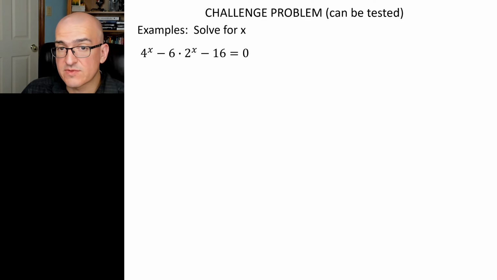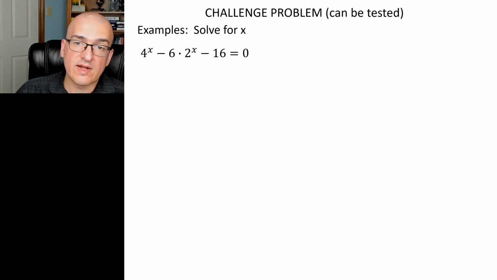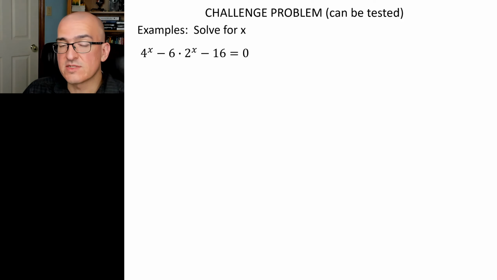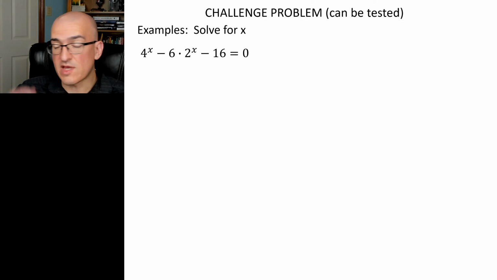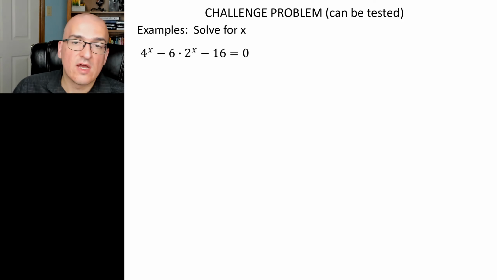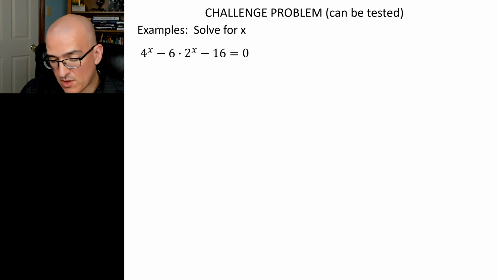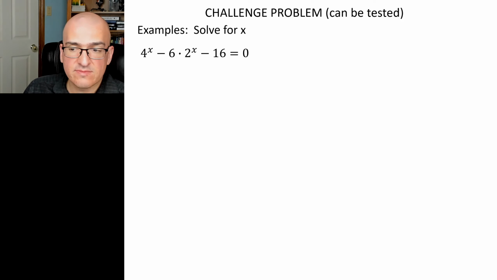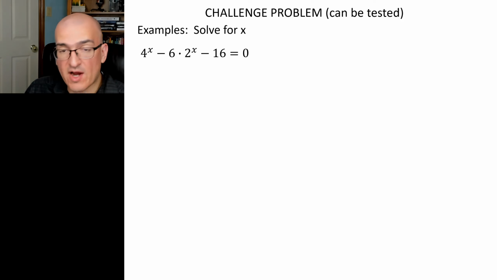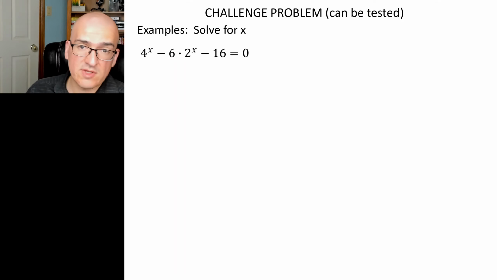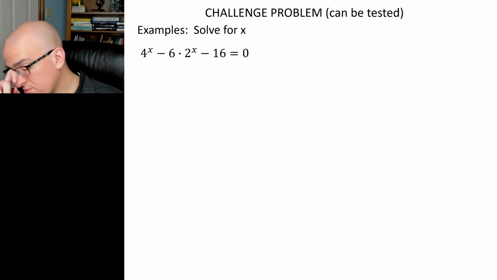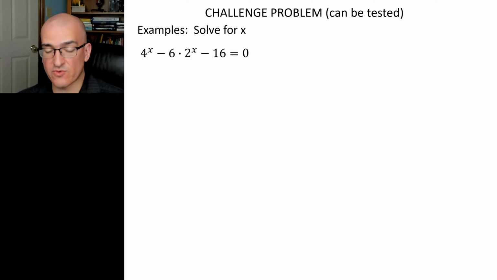We have 4 to the x, we have a base 4, minus 6 times 2 to the x minus 16 is equal to 0. We're looking for the x value or values that we can plug in and make this true. You can do it by guessing, but that's not very efficient. I mean, if it's a fraction, you'd be guessing forever. If it's a whole number, you're probably going to get it fairly quickly, but we don't know ahead of time what the answer is going to be.